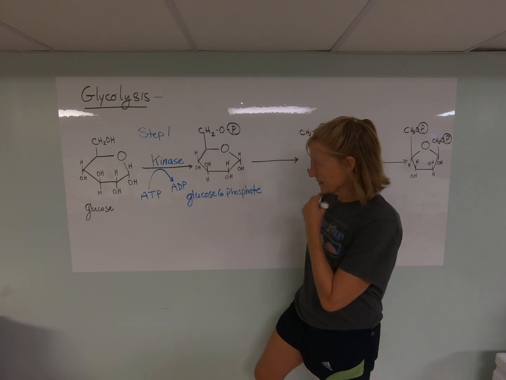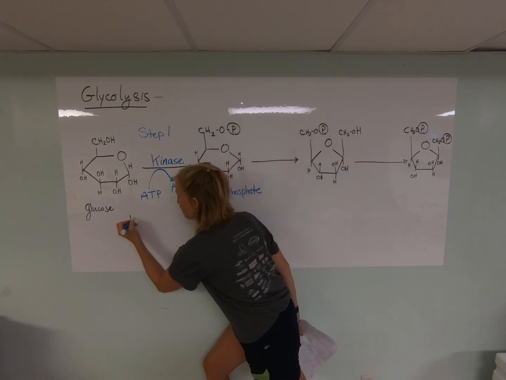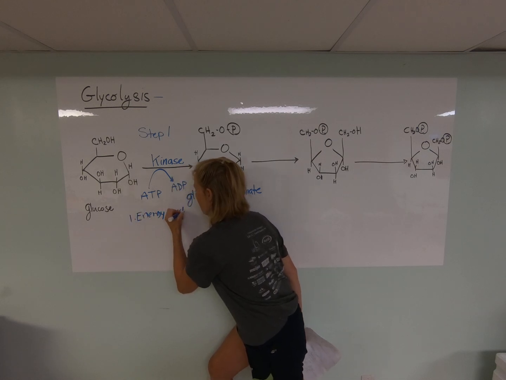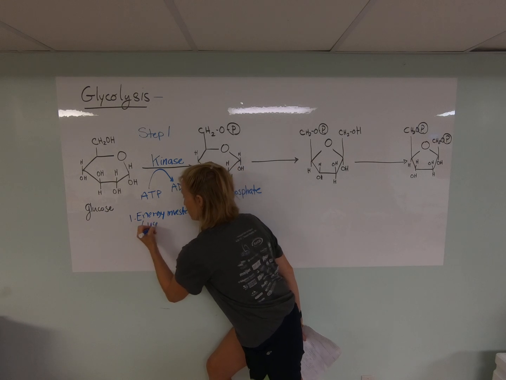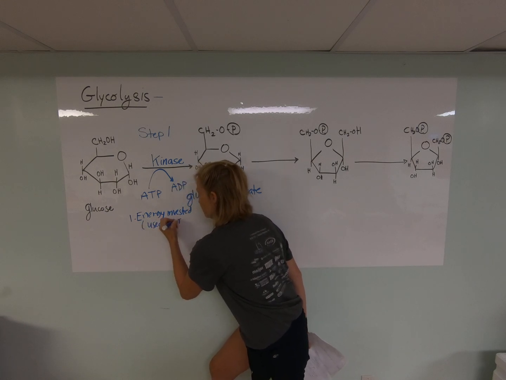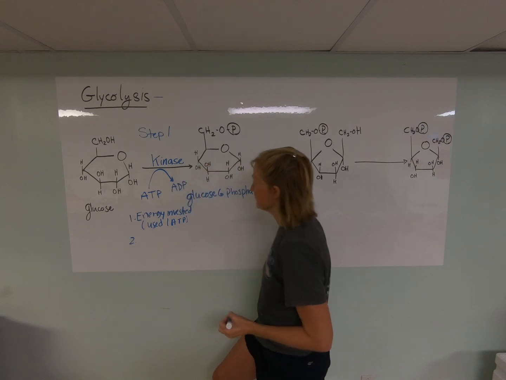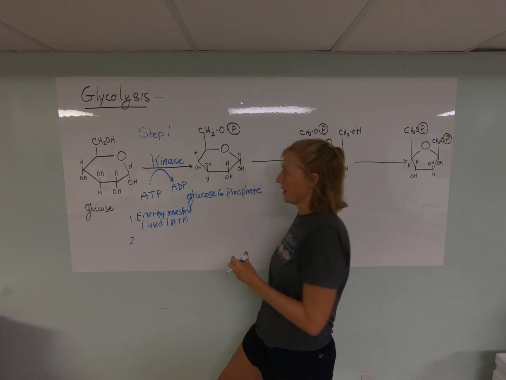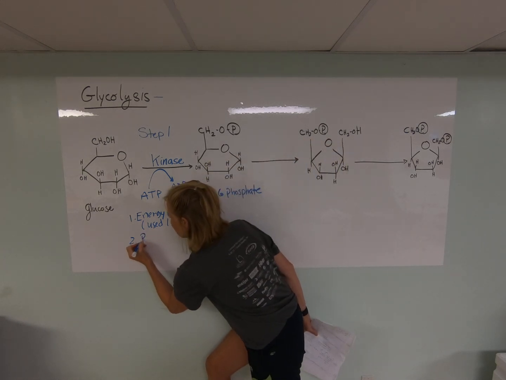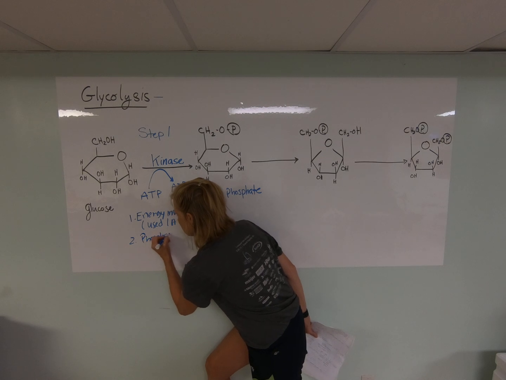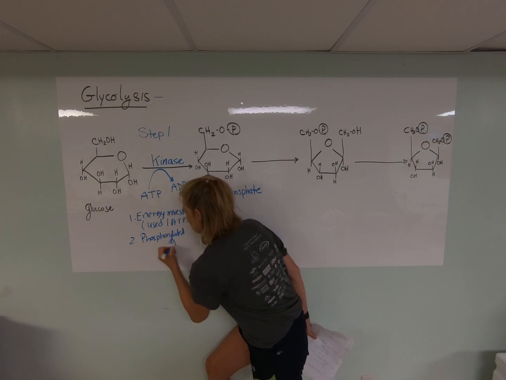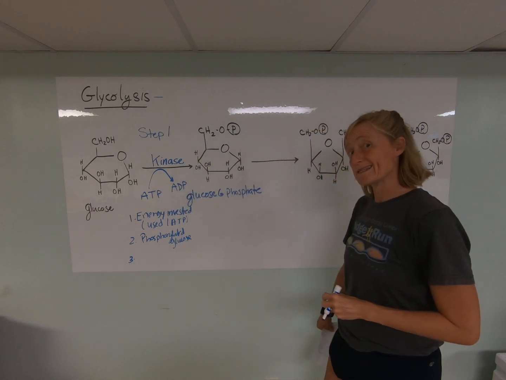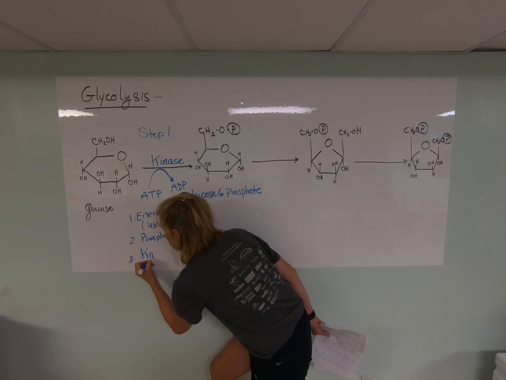So I'm going to write down a couple of things about this step 1. The first thing we did was we invested energy. Energy invested, 1 ATP. So you can put in your notes, used 1 ATP. Second thing is we phosphorylated glucose. We added a phosphate to glucose. Not sure why, but maybe it's important. And number 3 that you want to write down is we used an enzyme called a kinase enzyme.